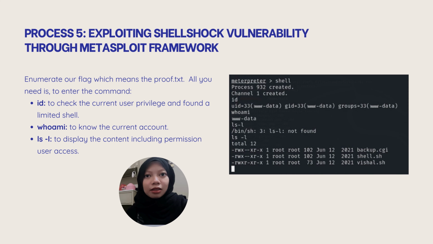At the end, we got a message that a meterpreter session had been opened, which means we had exploited the machine. Right now, we must enumerate our flag, which is proof.txt. We enter the id command to check the current user privilege and found a limited shell. whoami is to know the current account. ls -l is to display the contents including permissions and user access.